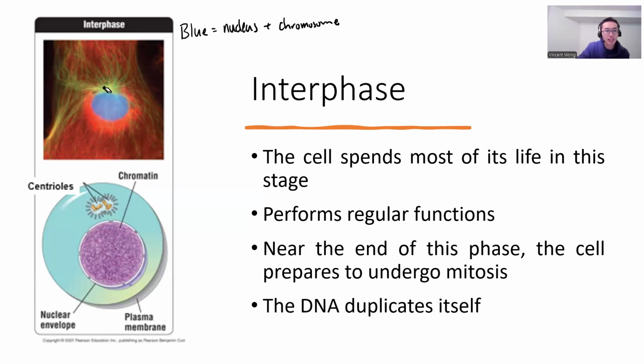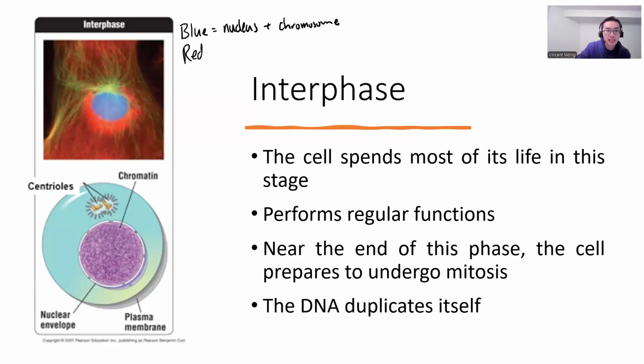And right now, you don't really see the chromosomes because the chromosome hasn't formed yet. It's still interphase, so they are still in the form of chromatin. And chromatin is not very visible because they're not very condensed yet.